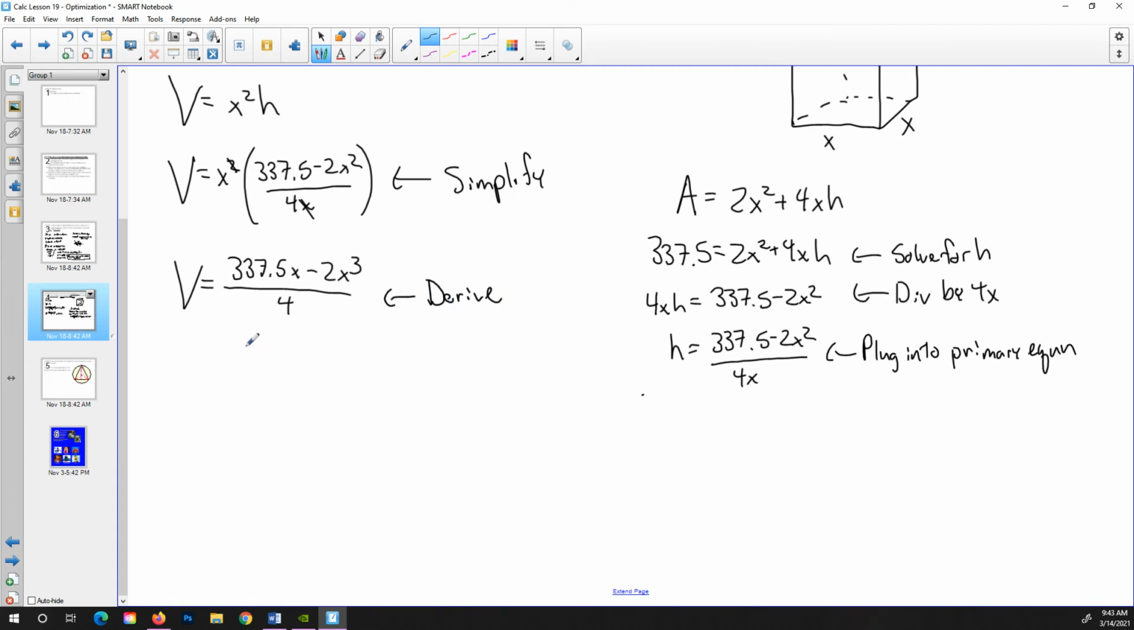Now to simplify that a little bit further, I want to get this 4 as a constant. So I'm going to make it V equals 337.5 all over 4 x minus 1/2 x to the third, because 2 over 4 is a half. And now V prime is just going to be 337.5 all over 4 minus 3/2 x squared. Now this thing I want to set equal to 0.